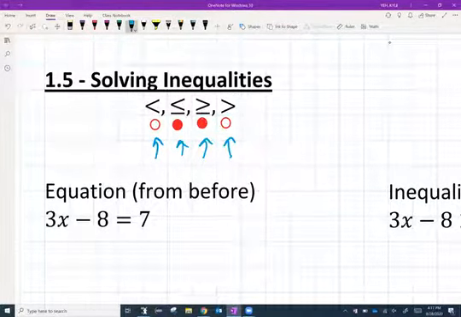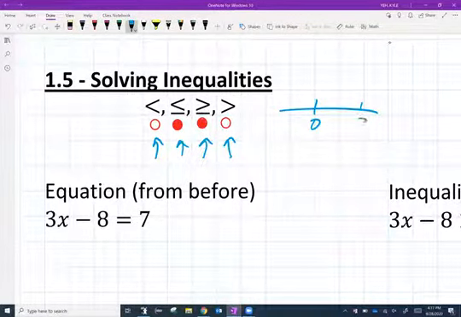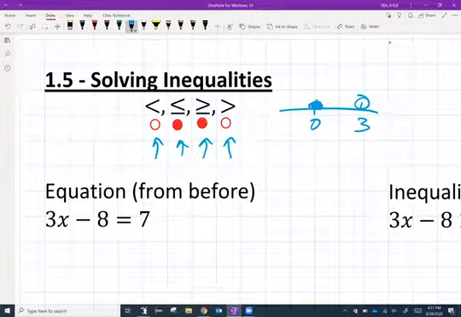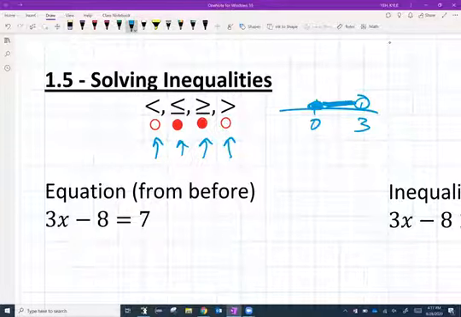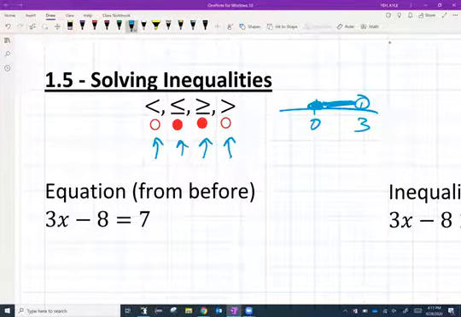I'm hoping you've seen this before, but in case you haven't, an open dot in mathematics typically means we do not include that value in our solution. So if I had a number line, for example, and we'll call this 0, and we'll call this 3, and I had an open dot on 3, and a closed dot on 0, and everything shaded in between, that would mean that all of our solutions are between 0 and 3, and that 0 is included in that solution set. 0 is a possibility, but 3 is not.